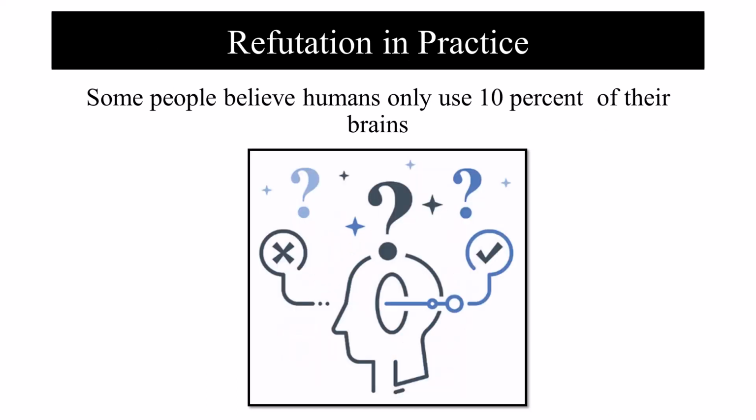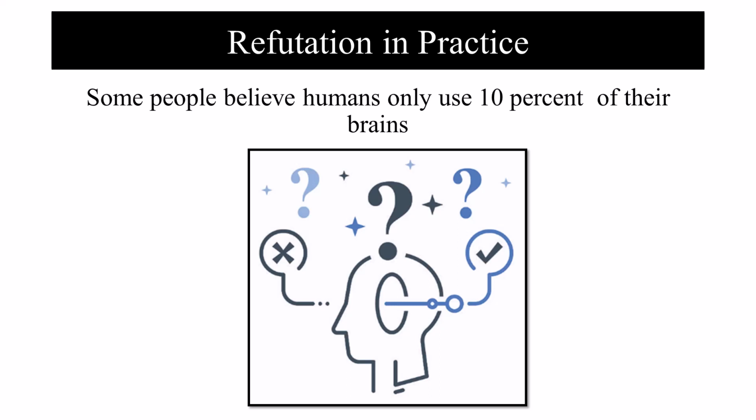An example of the components of a refutation text would be the misconception. For example, some people believe humans only use 10% of their brains. The refutation misconception cue is: this belief is actually incorrect.